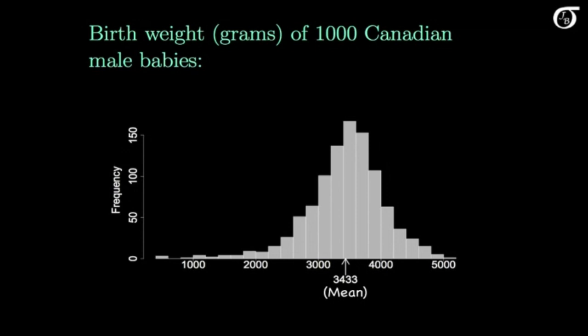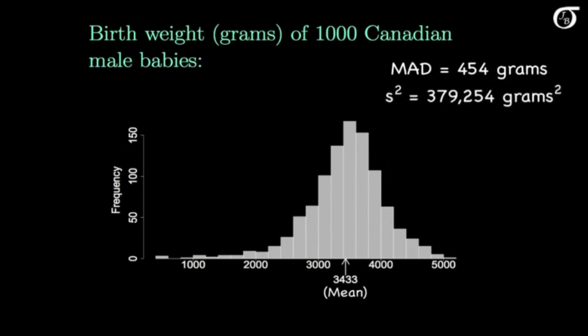The mean absolute deviation here is 454 grams. Coincidentally, that's a pound. On average, these babies are 454 grams away from the mean. The variance is 379,254 grams squared. The standard deviation is the square root of that, which works out to 616 grams.